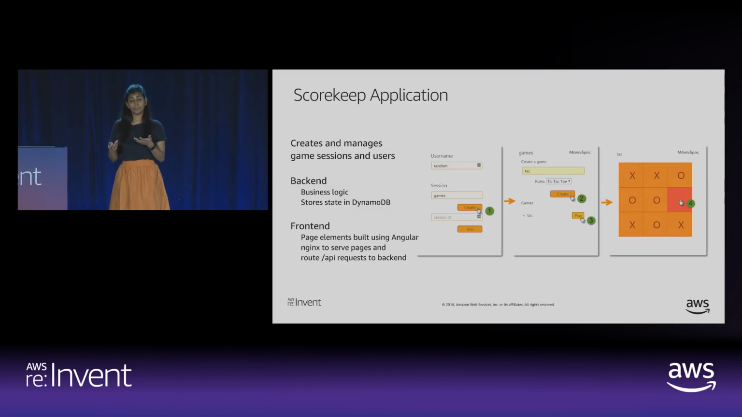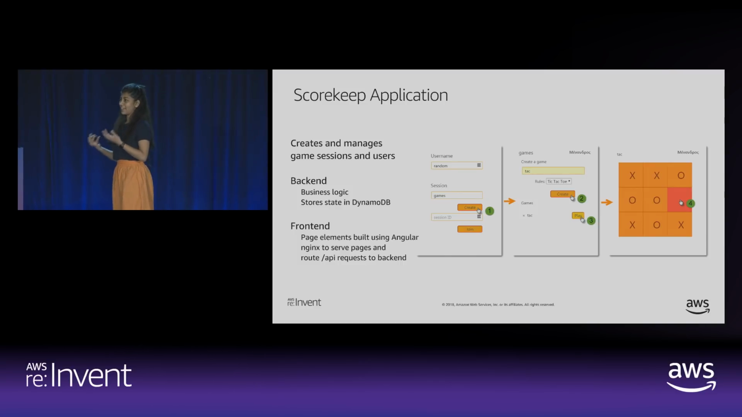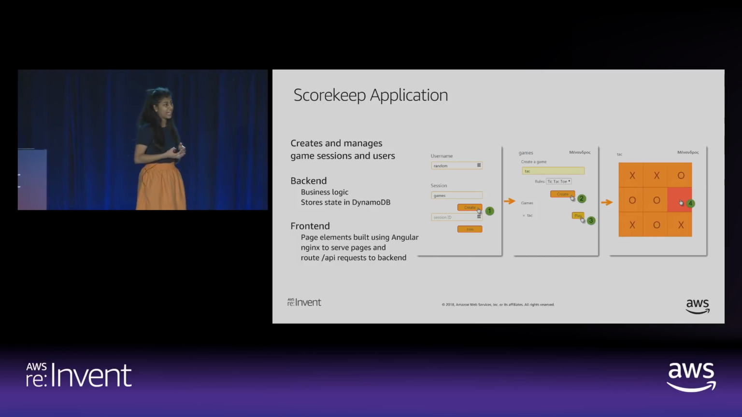It consists of two components. It has the backend component, which is the business logic for your container. And it stores all the state in DynamoDB. And then you have the front-end component, which is the AngularJS component. And it also has an Nginx proxy for serving all the static web pages on root and forwarding all the API path requests to the backend component.